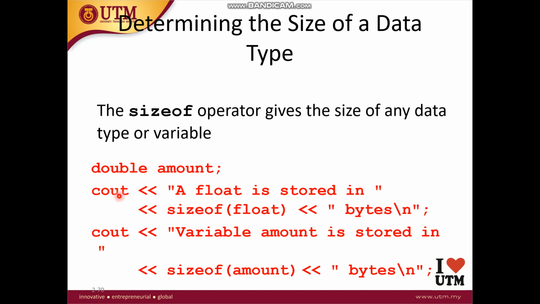Here, this program gives you this text: a float is stored in these bytes. That means a float, or this double, is going to be stored in this amount of memory, measured in bytes, and this variable is going to be stored in this amount of bytes inside the memory. So sizeof determines the size of the double and the size of the variable itself.